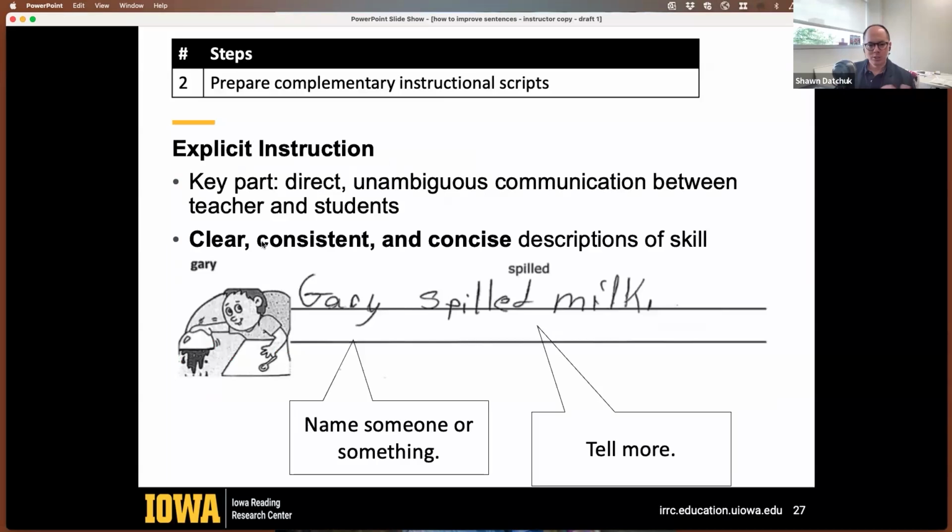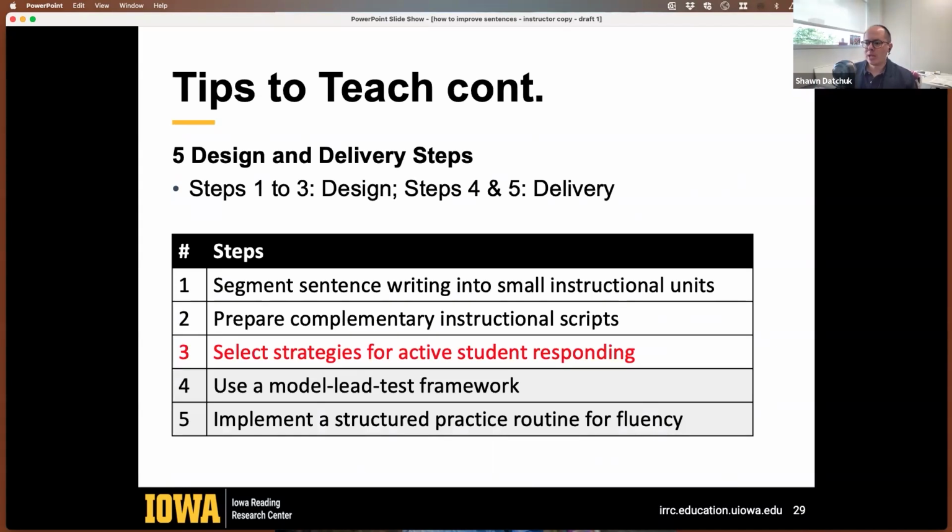So what we do in instructional lessons is we use this direct language: when you are writing a sentence, you name someone or something, in this case Gary, and then tell me more about Gary, and in this case, spilled milk.